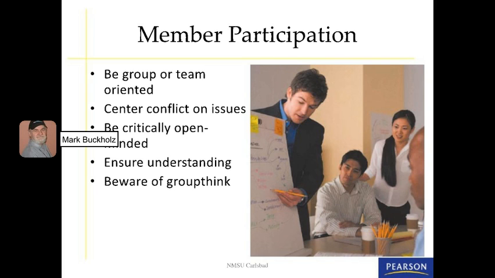To participate positively as a group member, one should be group or team oriented, center any conflict on issues, not personalities, be critically open-minded, work to ensure understanding, and be on guard against groupthink.